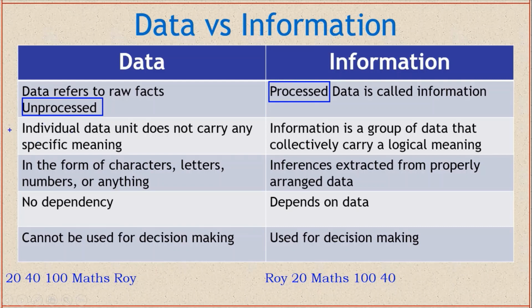Then the second point: an individual data unit does not carry any specific meaning. If you see here 20, 40, what is 20, what is 40? These are just some numbers and characters which represent something, but they don't carry any information. If I say 2040, what is 2040? We do not know, but after processing it gets some meaning. So Roy with the age 20 and maths is the subject, then maximum marks 100. This is processed data and this is raw data. Then the third point: data is in the form of characters, letters, numbers or anything. So here data is in the form of numbers or some characters.